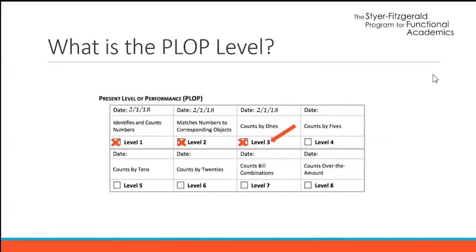For elementary folks, we talked about how your student was able to identify and count numbers, so you're going to put an X in that box. Your student matched numbers to corresponding objects. We're going to X that one because they met that criteria. And your student counts by ones, so we're going to put an X in that box because he could do it. Okay, what we're leaving blank is count by fives because your student could not count by fives. And that's going to be our starting point.